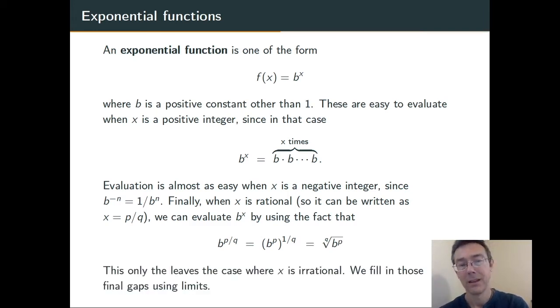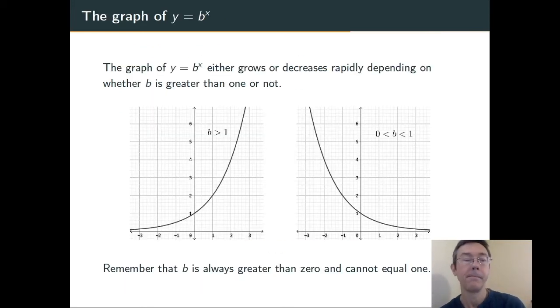So all that's really left is if the exponent is an irrational number, like the square root of 3 or something. And we can fill in those gaps using limits. We won't go through that whole process here. Instead, let's look at the graphs.